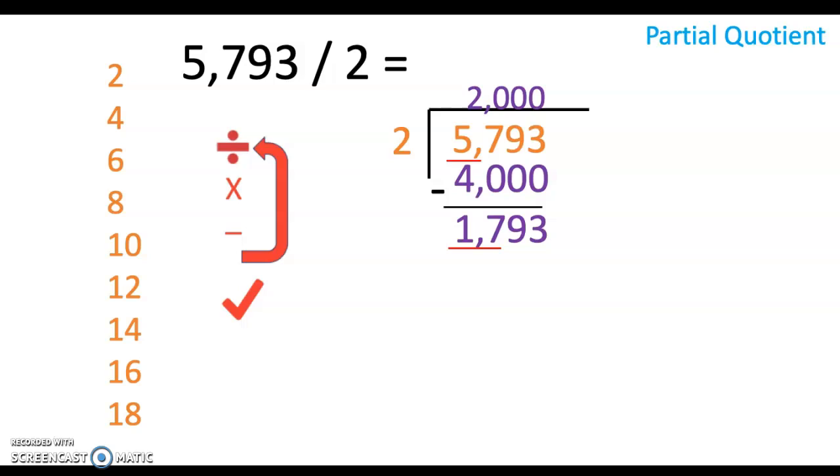17 divided by 2, closest I can get would be 16, so that's times 8. But that 8 is worth 800. So 800 times 2 is 1,600, because 8 times 2 is 16 plus 2 zeros. Then subtract, and we're left over with 193. Now we just subtracted, so we're ready to go on to our repeat back to division.